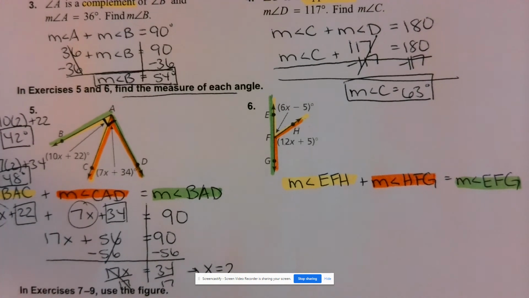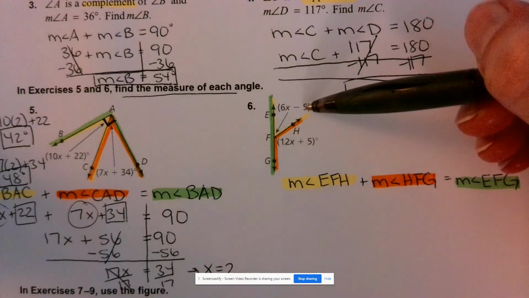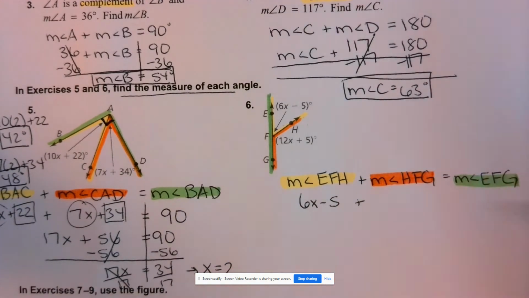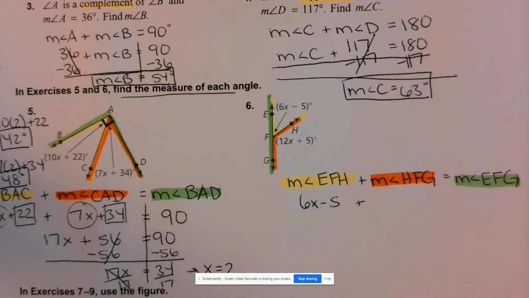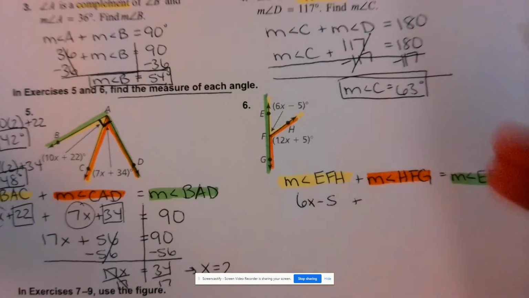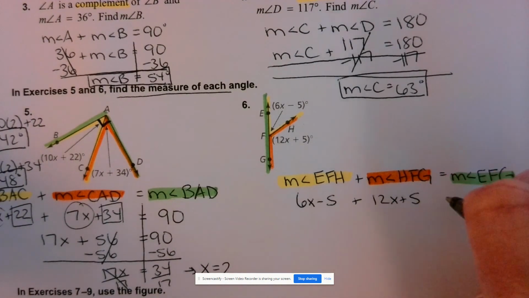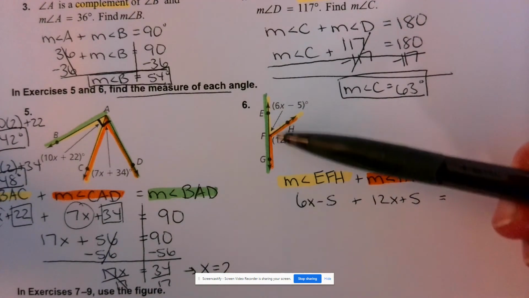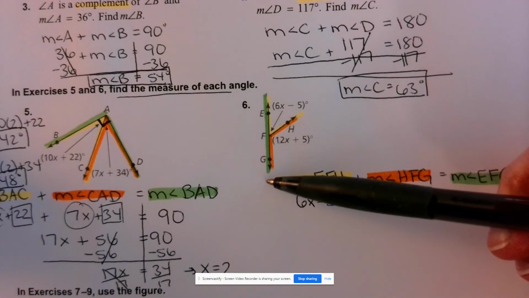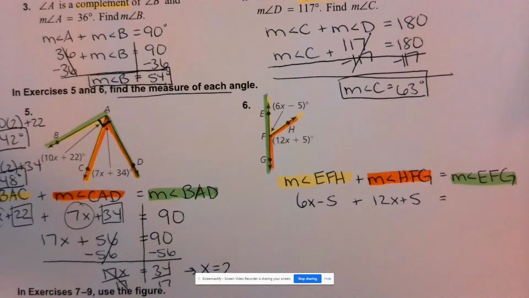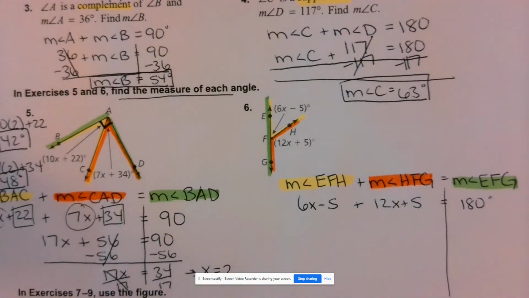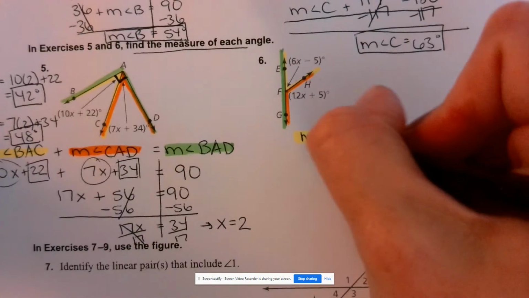So now I can go ahead and plug in the information I know. The measure of angle EFH is 6x minus 5. The measure of angle HFG is 12x plus 5. And I got to think about, what do they add up to equal? Well, together they make a linear pair. They make a straight angle. A straight line, a straight angle, has a measure of 180 degrees. I'm going to solve this equation for x. I've got some like terms.